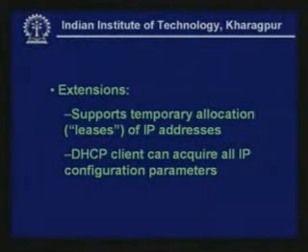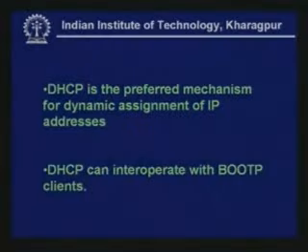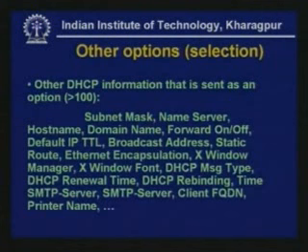A DHCP client can acquire all IP configuration parameters. So, all types of parameters can be had, not only the subnet mask and gateway addresses, which are also there in bootp, but all kinds of other parameters can also be downloaded from the DHCP server. So, DHCP is the preferred mechanism for dynamic assignment of IP addresses, that is one thing, and DHCP can interoperate with bootp clients, and it has a number of options.